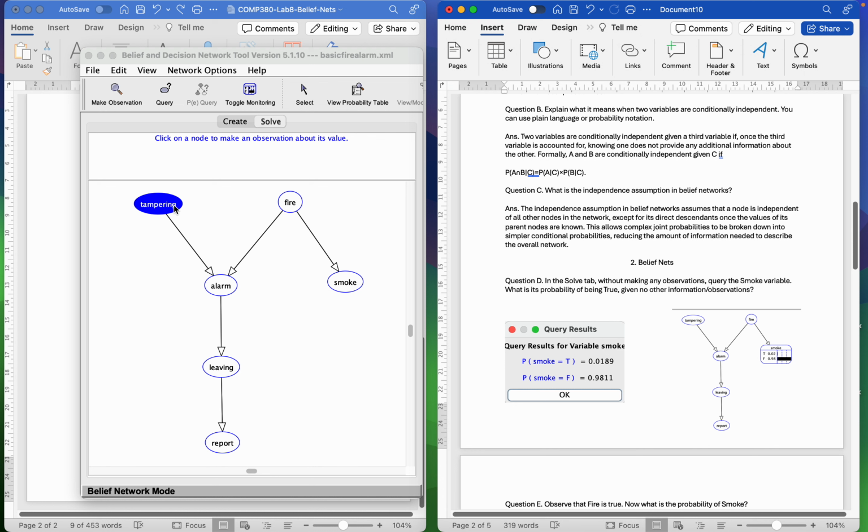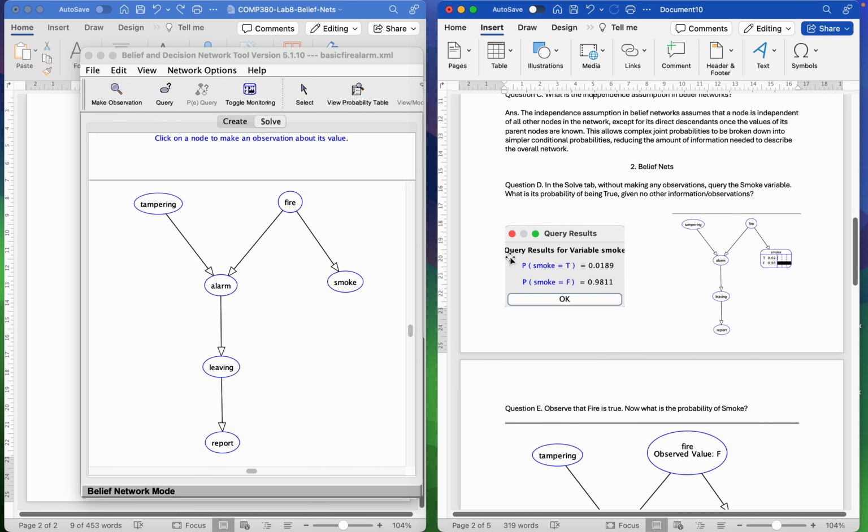So all the things that are below any node are the things that are dependent on the node. It is not in relation to any of the nodes before it. For example, alarm is dependent on leaving, leaving is dependent on report, but they have no relation in reverse. Starting up the practical question, belief networks.